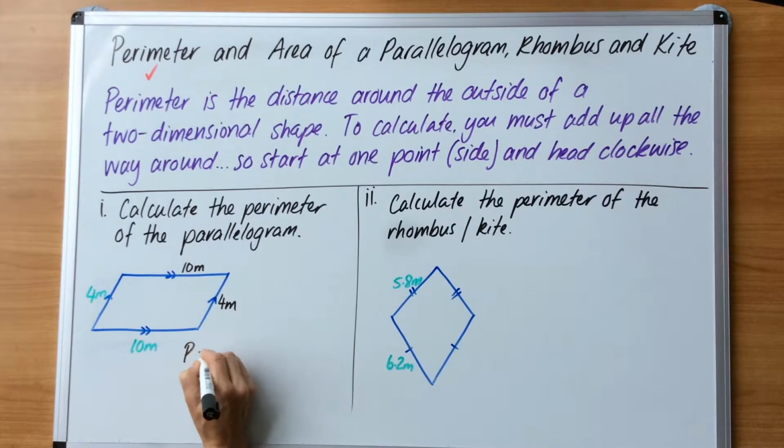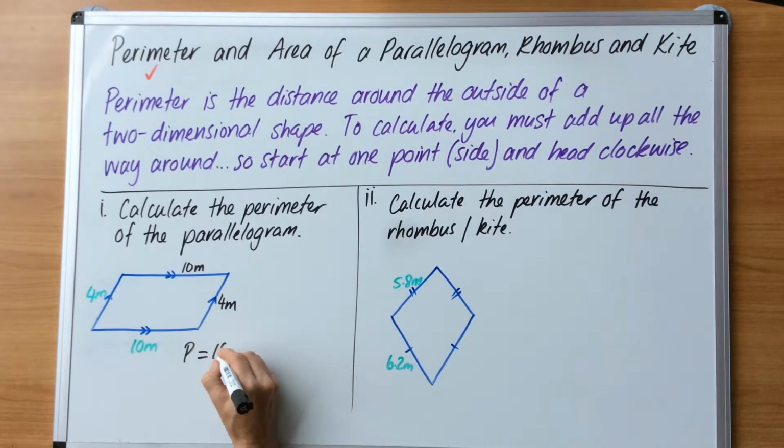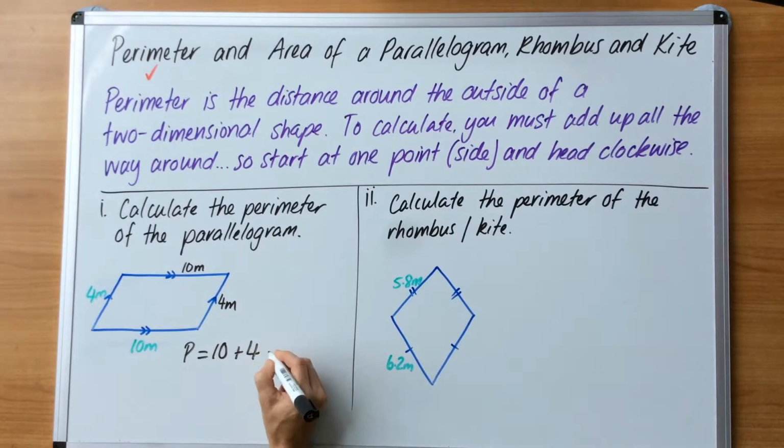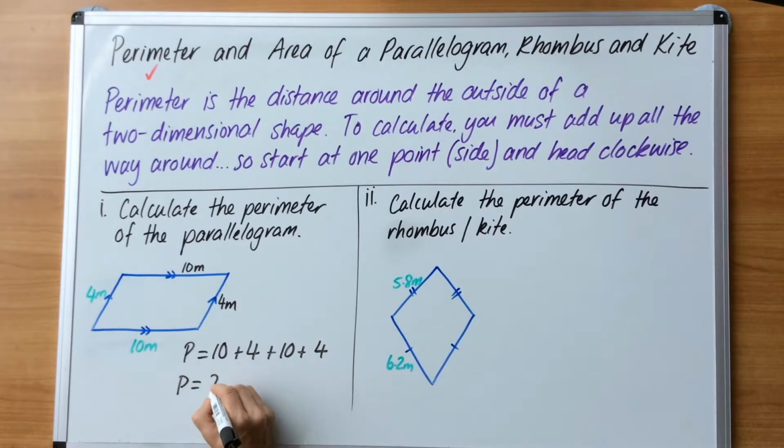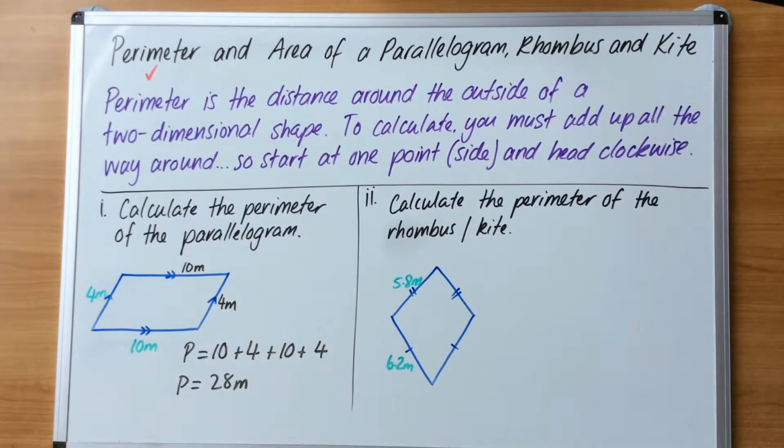So we go P equals, and P stands for perimeter. And I'm going to start at this point and go clockwise all the way around. So 10 plus 4 plus 10 plus 4. P equals, add that all up, and that comes to 28. The measurement is meters. And that's it. So fill in the missing sides, P equals, make sure you get all the sides, add them up, and you get the perimeter for the parallelogram.